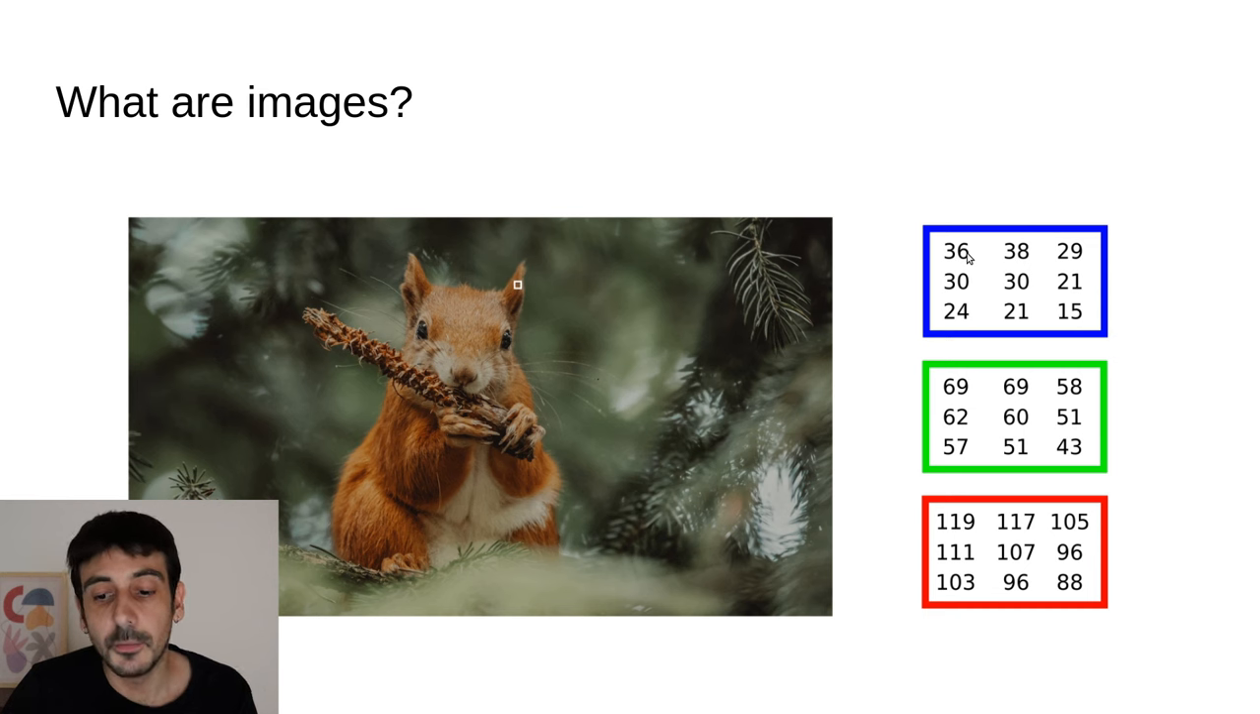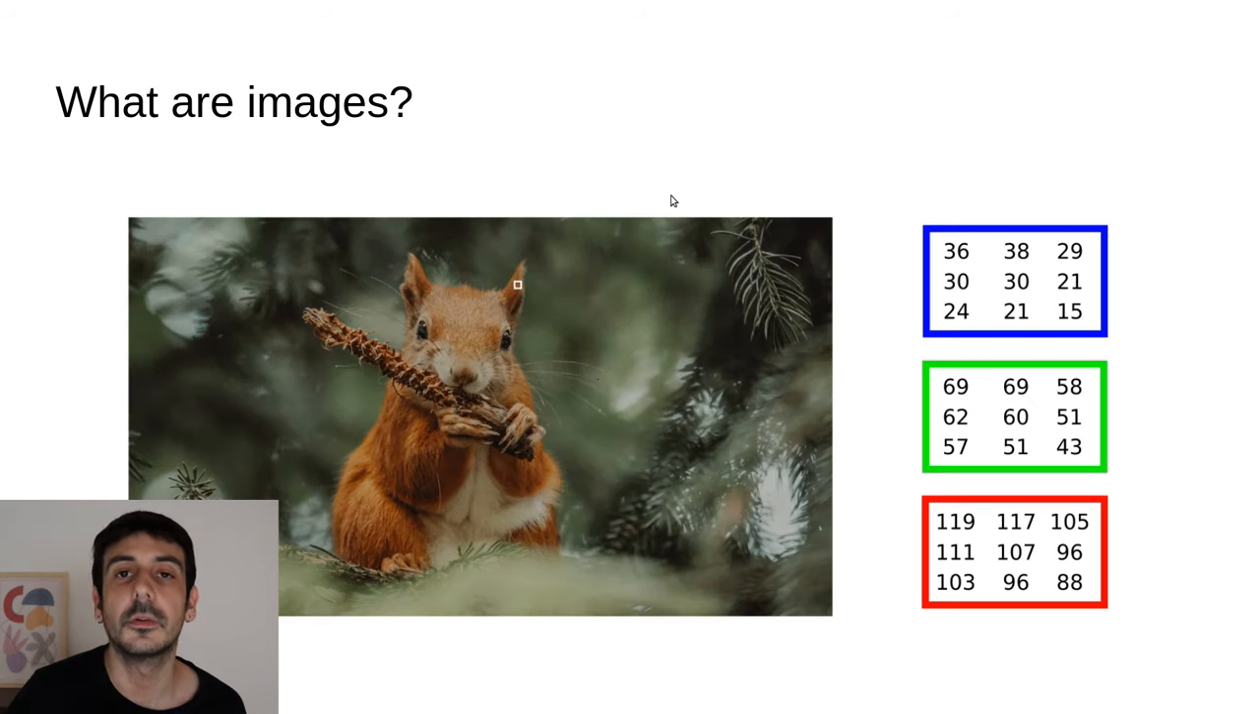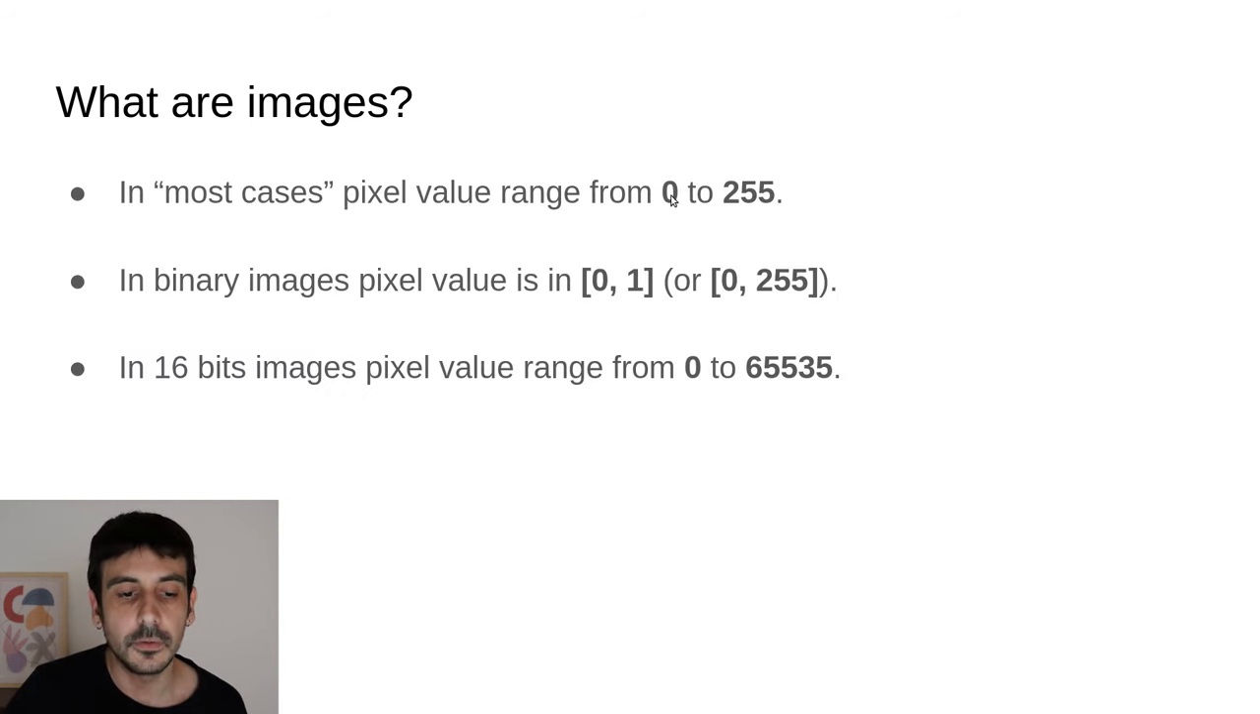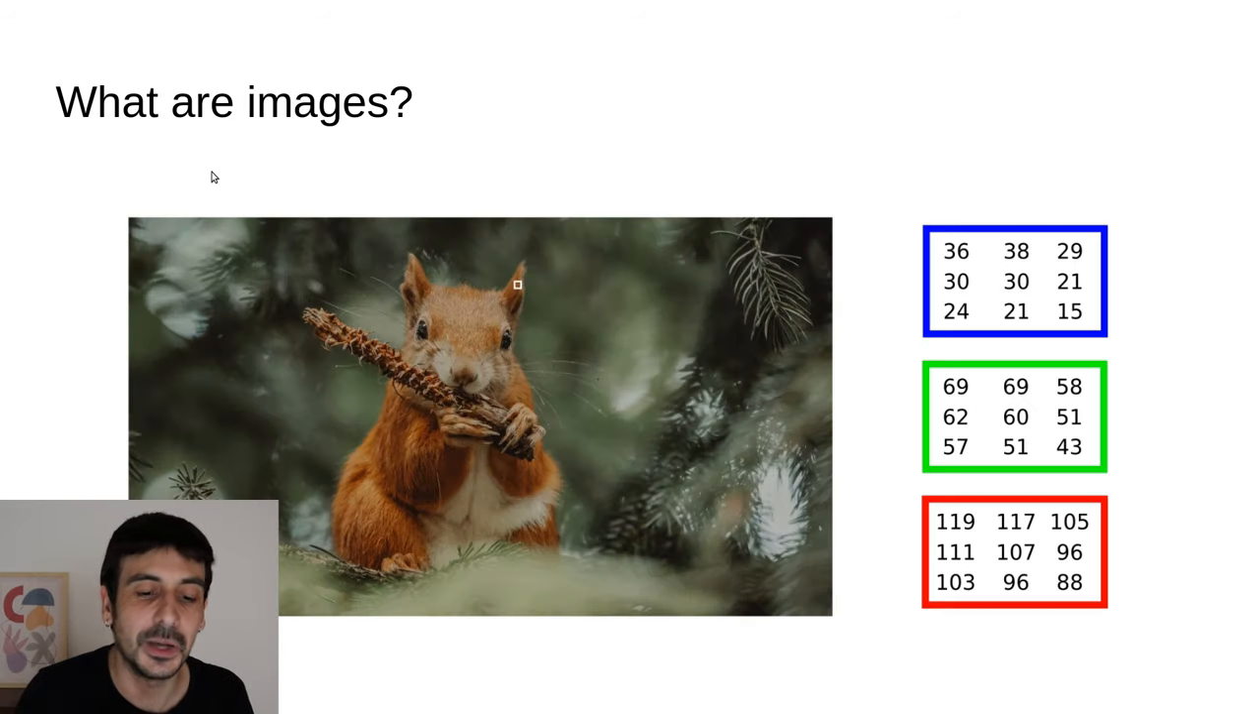You can see that we have many different values, ranging from, I think, the smallest of all of these numbers, 15, to the largest, something like 117. So in this case, every single pixel will range from 0 to 255. This is an example of what happens in most cases. This is what's going to happen with all BGR images.